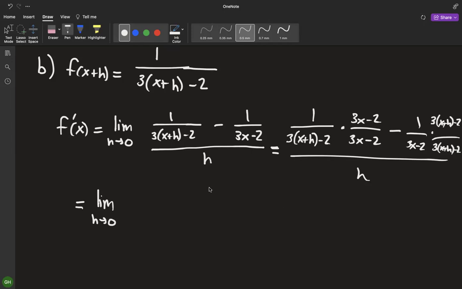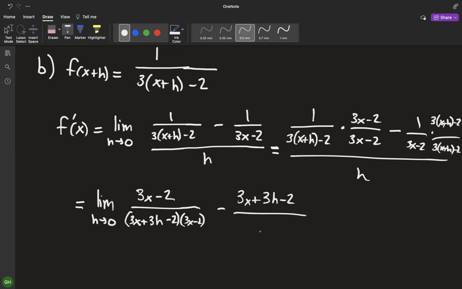All right, so if I multiply these fractions, I'm going to get 3x minus 2 over both of these things together. And just so I'm not using too many parentheses, I'm going to distribute this 3. So 3x plus 3h minus 2 times 3x minus 2, minus, over here I have 3x plus 3h minus 2 over the same thing, 3x plus 3h minus 2 times 3x minus 2. And this is all over h.